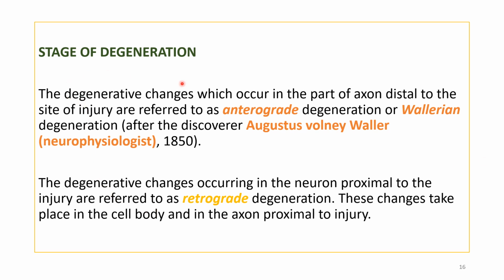Now coming to the stages of degeneration. The degenerative changes which occur in the part of the axon distal to the site of injury are called anterograde degeneration or Wallerian degeneration. It is named after the discoverer Augustus Volney Waller in 1850. He was a neurophysiologist. The degenerative changes which occur in the neuron proximal to the site of injury are called retrograde degeneration. These changes will take place in the cell body and axon proximal to the injury.